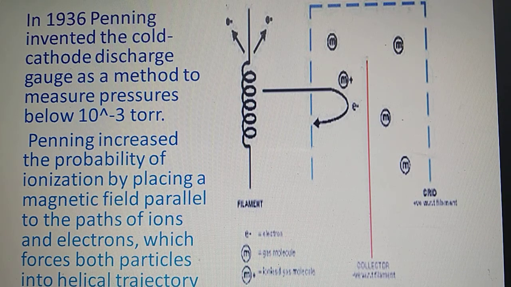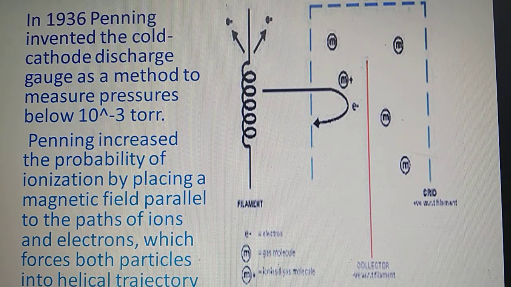This Penning gauge increases the probability of ionizing the gas by placing a magnetic field parallel to the path of ions and electrons, which forces both particles into a helical path, into a helical trajectory. What kind of particles? That is electrons and ions. And the diagram for the helical path of electrons and ions is shown on the slide.